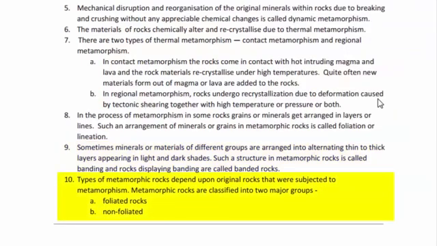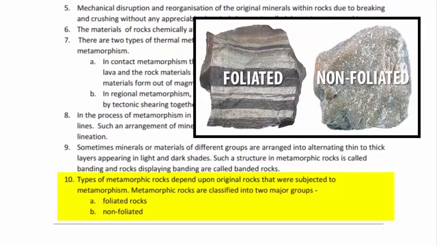Now types of metamorphic rocks depend upon the original rocks that were subjected to metamorphism. Metamorphic rocks are classified into two groups, foliated rocks and non-foliated rocks. We have read about what foliated rocks are. So under foliated rocks you will see a nice clear pattern, and then you have a banded rock. But the non-foliated rocks look like this. You'll see random patches of shades. Basically it looks like an ugly rough rock, but you will not at all find any layer. That's how you can recognize foliated and non-foliated metamorphic rock.